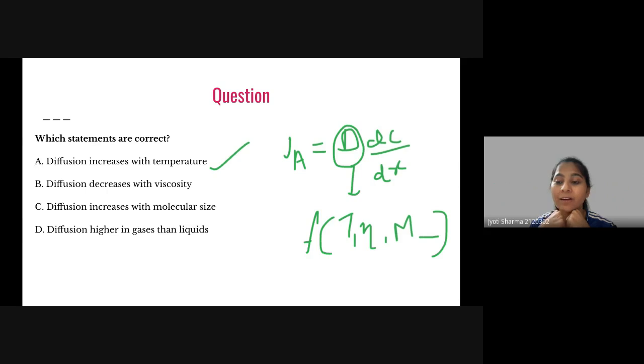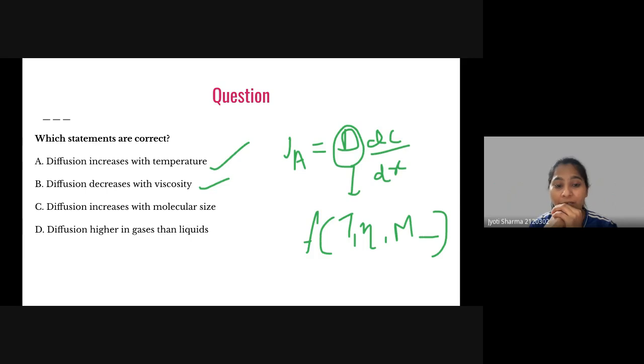Whenever we have high viscosity, mixing and diffusion will be slower in comparison to any substance that has a low viscosity, right? So yes, diffusion will decrease with the viscosity. This is also the right option. Whenever you have any highly concentrated substance that has high viscosity, the diffusion will happen at a very slow pace. So B is again the right one.